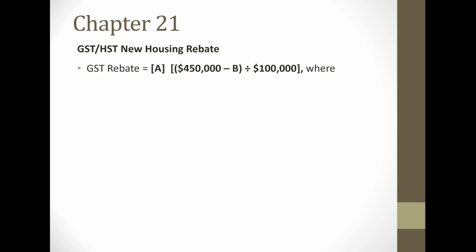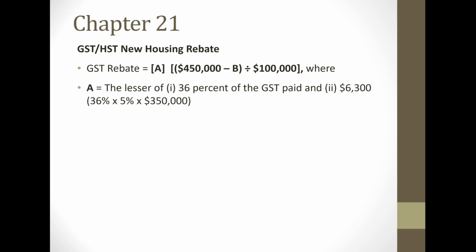This is how we determine the GST rebate. A times the fraction of 450,000 minus B over 100,000. So what is A? A is the lesser of 36% of the GST paid and 6,300. Remember that 6,300? We said that's the maximum rebate you can get, and that's on a home that has a price of 350,000. So that's A.